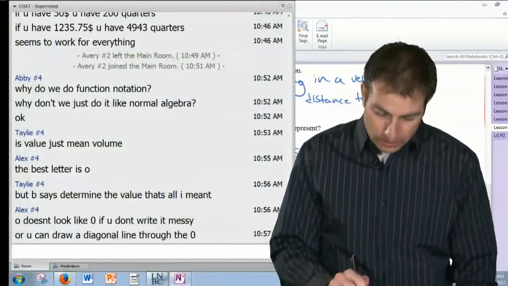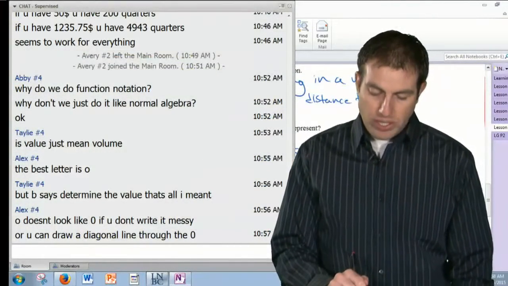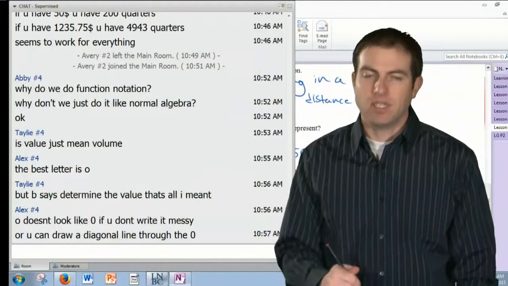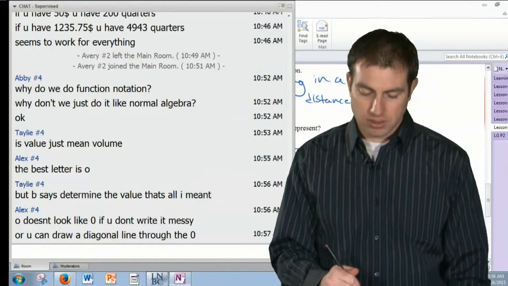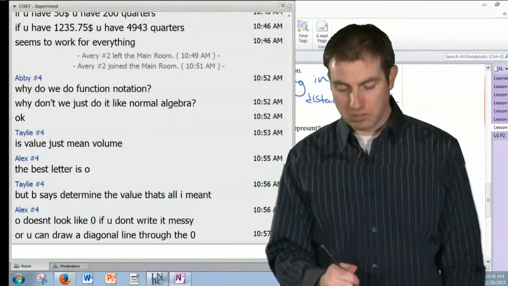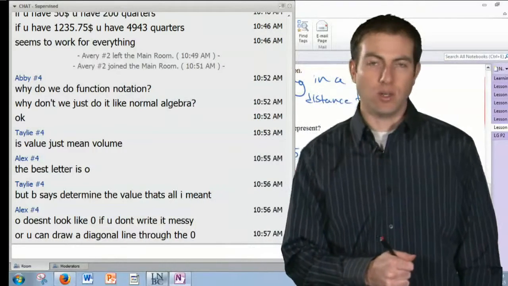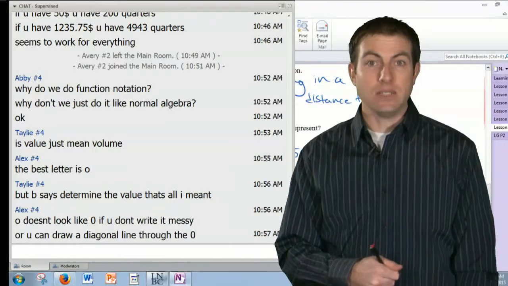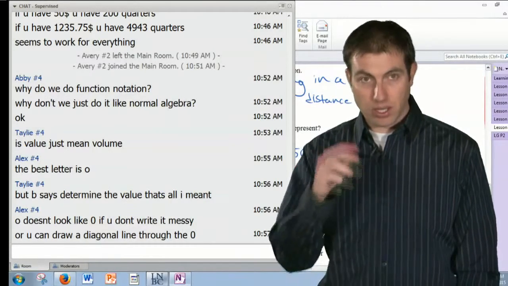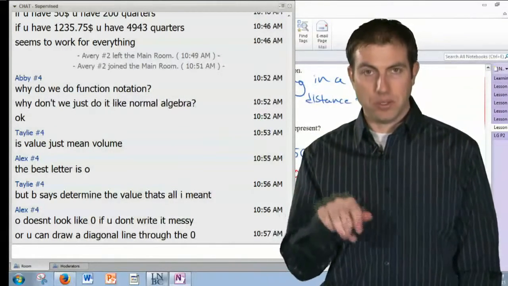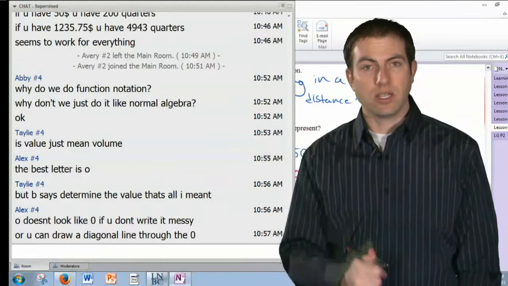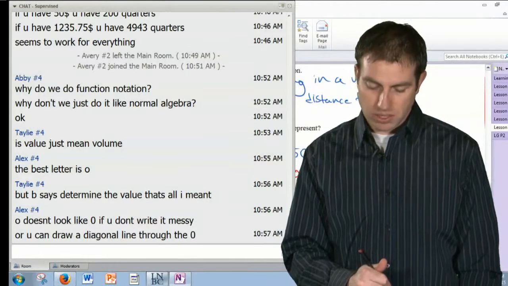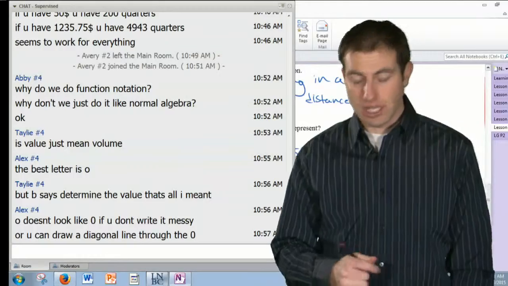Some good points here, Alex. O doesn't look like 0 if you don't write it messy. You've done math with me for 3 months now. You know that there's no saving my messy writing. So if I write an O and a 0, they look the same. And I think you were the one that questioned my T's when I first drew them with a little foot on the bottom. Now you're drawing lines through O's to represent something different. We've come full circle, Alex.